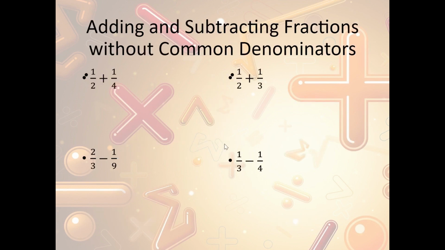Let's take a look at a couple examples. We have 1 half plus 1/4. So again, we look, is there anything I can multiply 2 by to get 4? Well, we can multiply it by 2. So we're going to multiply 1 half times 2 over 2, which is 2 over 4. Then we'll add that to 1/4. 2 plus 1 is 3, and we leave the denominator as is, which is 4. So it's 3 over 4.